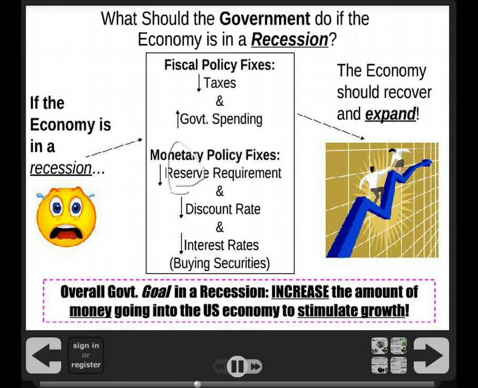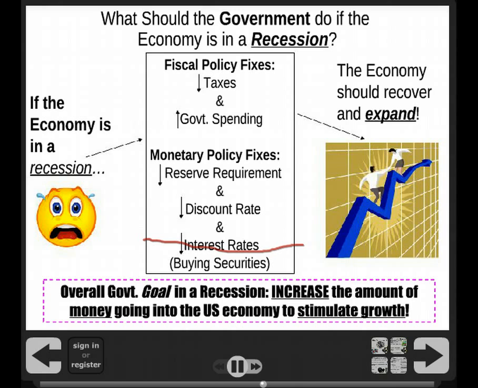By increasing government spending, the government can build more roads, invest in new infrastructure, provide more unemployment benefits in order to help people who are being negatively affected by the recession. And then finally, we will look at monetary policy. And remember, monetary policy deals with controlling the nation's money supply.